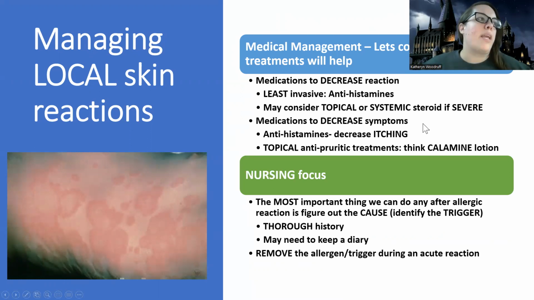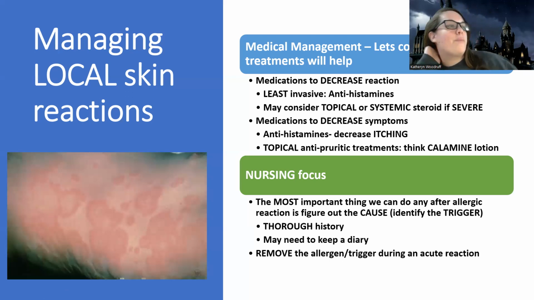So medications to decrease symptoms, again, those antihistamines can decrease, but something you're also going to see commonly used is what's called calamine lotion. I know a lot of people that are young these days have never had chicken pox, but when I was growing up, everyone had to experience chicken pox because there was not a vaccine. And so calamine lotion was used for chicken pox, but it can also be used for allergic reaction. It's like an anti-itching.